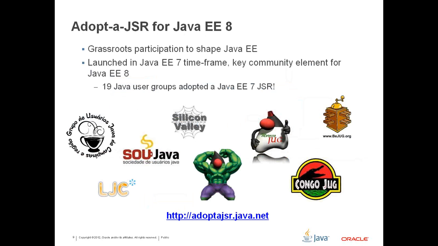Okay, I think I'm going to skip this slide. Basically, this slide is talking about spinning up Adopt-a-JSR. Some of you may be familiar with it. It's basically a program to encourage grassroots level participation in Java EE JSRs. So we'll be trying to spin that program up in addition to running the Java EE JSRs, just so that we can get better participation in those JSRs, hopefully resulting in better quality JSRs.